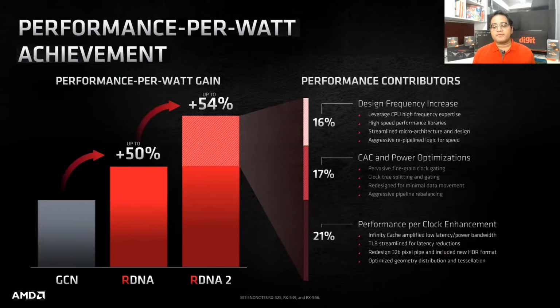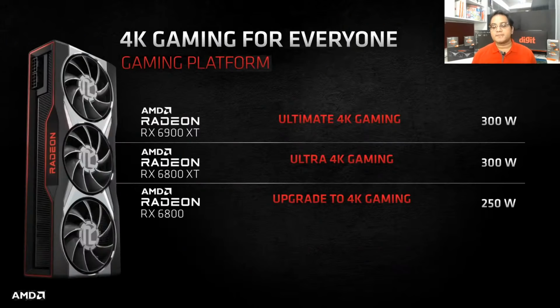On this slide, we can see the performance per watt improvements across the last two generations. From GCN to RDNA 1, there was a 50% bump in performance, and from RDNA 1 to RDNA 2, there was an additional 54% performance increment. On the right hand side, we can see the breakdown of what factors have contributed to this particular increase. There's design frequency, which contributes about 16%. Then there's power optimizations, which contribute around 17%. And lastly, the performance per clock increment gives a boost of roughly 21%. So all of these are pretty mighty contributors to performance.